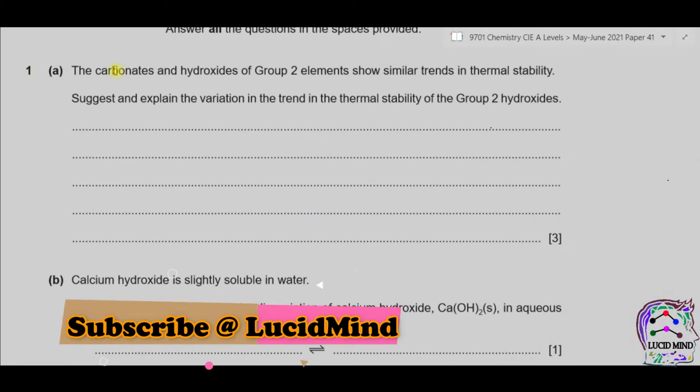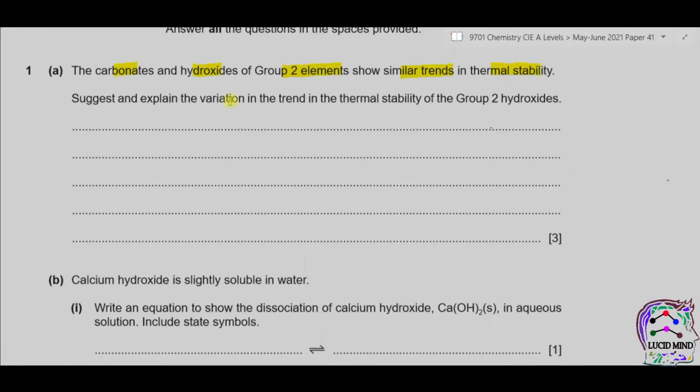Question number 1. The carbonates and hydroxides of group 2 elements show similar trends in thermal stability. Suggest and explain the variation in the trend in the thermal stability of group 2 hydroxides. Now what happens in carbonates of group 2 is that as we move down in the group, the stability increases.